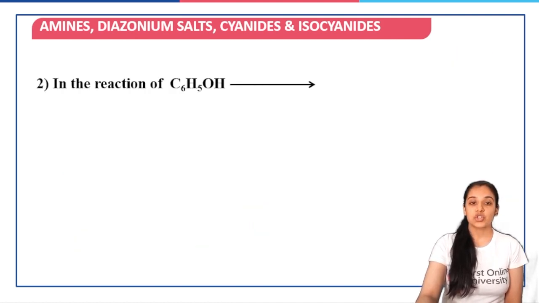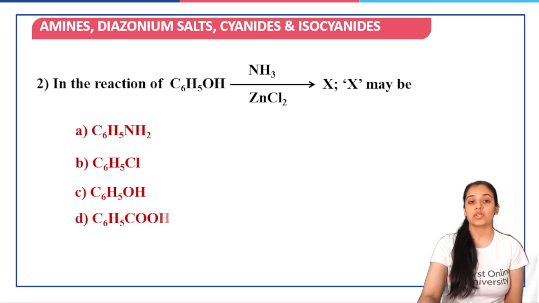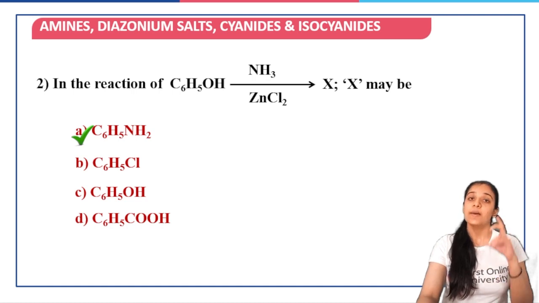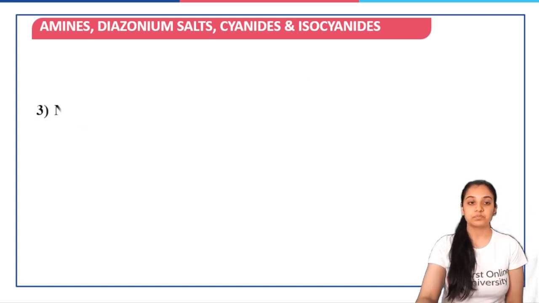Next is in the reaction of phenol with ammonia, ZnCl2, we get X as the product. What is X? Since there is ammonia present, obviously there is going to be amine produced. So option A is the right answer, although we have not studied this, but it goes by common sense.